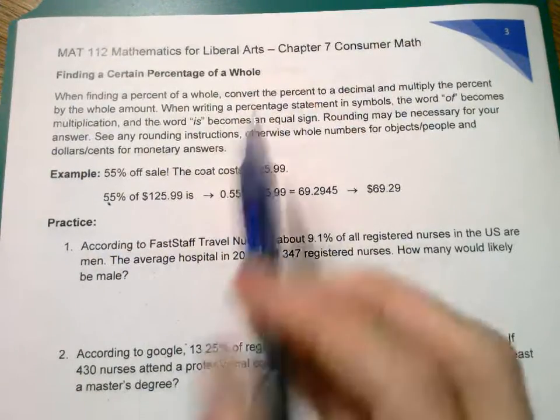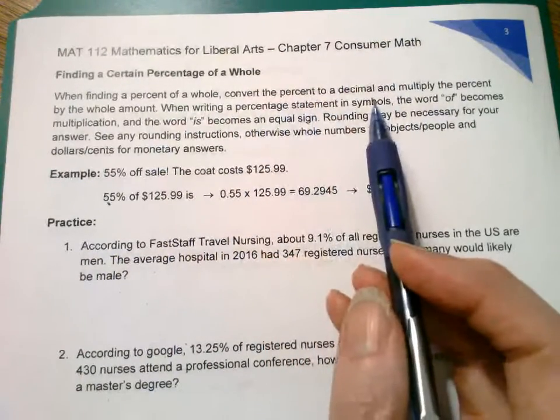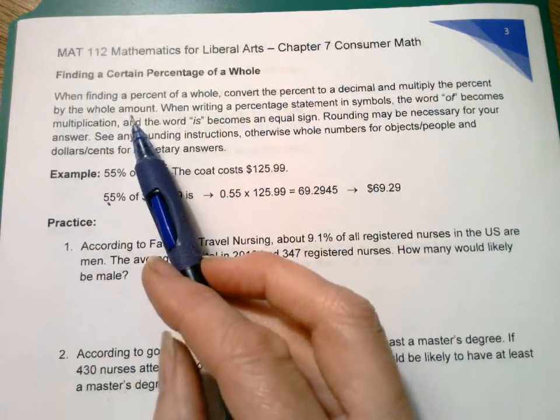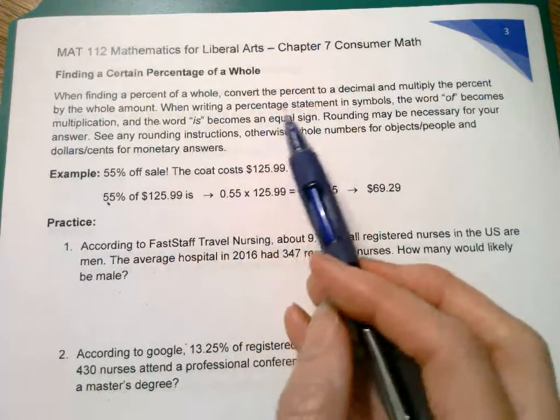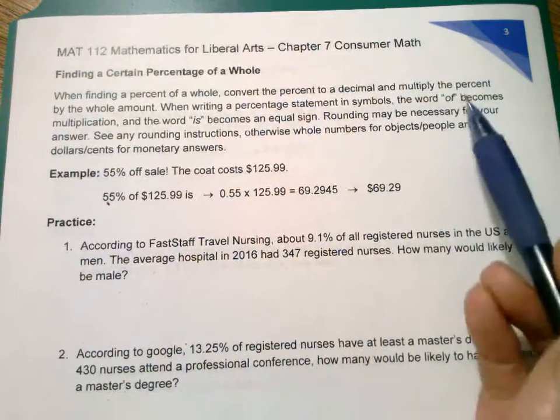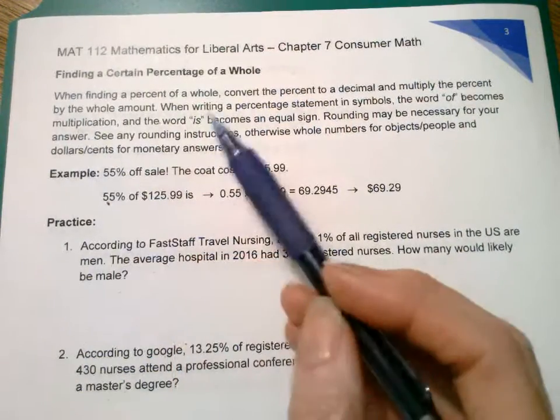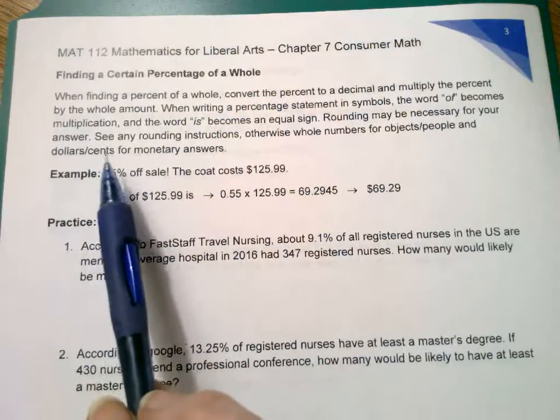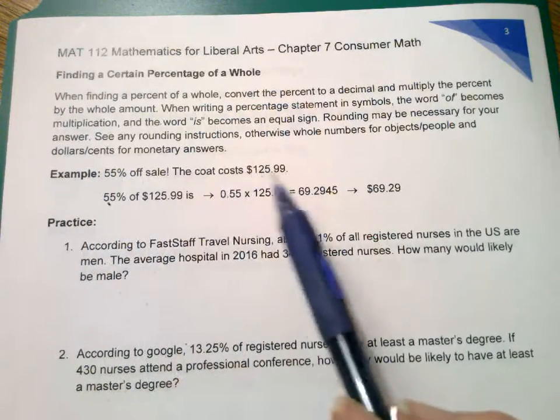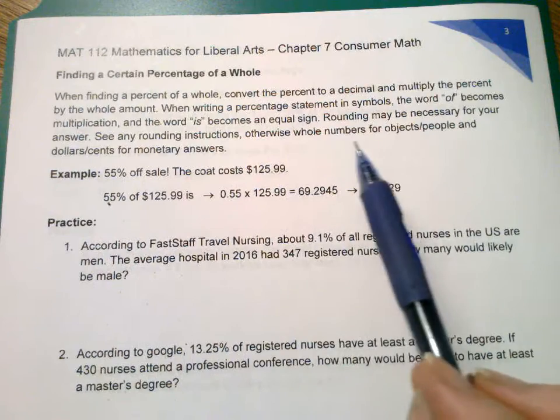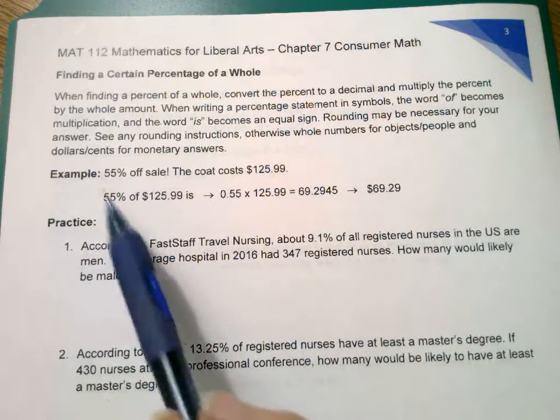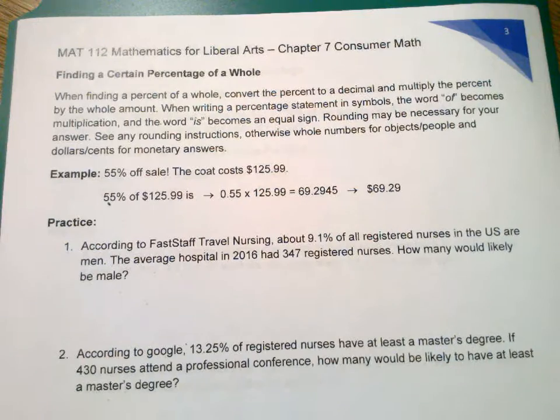When finding percent of a whole, convert the percent to a decimal, multiply the percent by the whole amount. When writing a percent statement with symbols, the word of becomes a multiplication, is becomes an equal sign. Rounding may be necessary for your answer. See any rounding instructions in ALEX, okay? Otherwise, round to whole numbers for objects and people, dollars and cents for monetary answers.